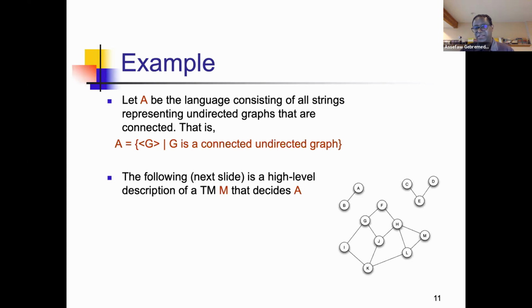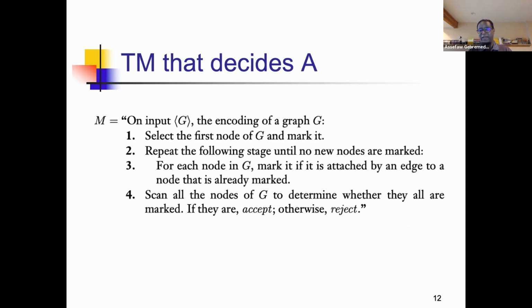And here I have a quick example of a graph. A graph is nodes linked by edges, and this particular graph is not connected. It actually has three pieces. But if it was connected, if this lower portion, for example, was what was given to you, what would be a Turing machine that would decide it? What would the algorithm look like? And here's the algorithmic description for it.